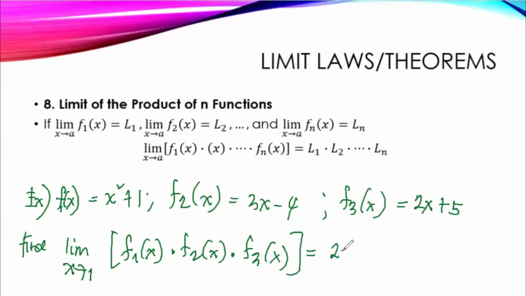2 times, or we use parentheses, what's the limit of this as x approaches 1? 3 times 1 is equal to 3, minus 4 is negative 1. And times the limit of this as x approaches 1: 2 times 1 is equal to 2, plus 5 is equal to 7. Then simplify. This is equal to negative 14. So the limit of the product of the three functions is equal to negative 14. Okay?